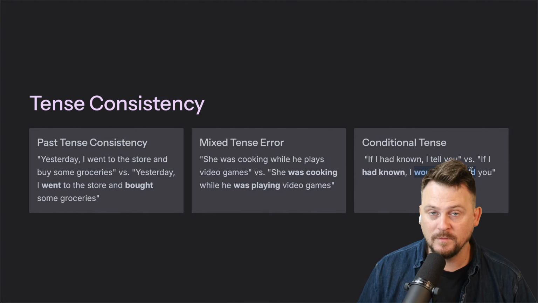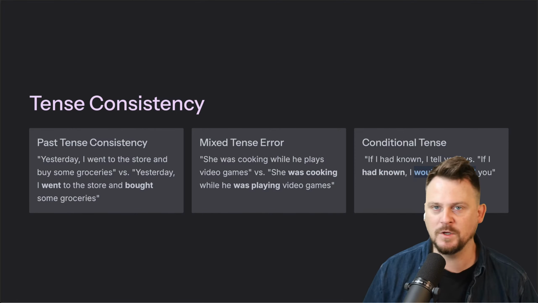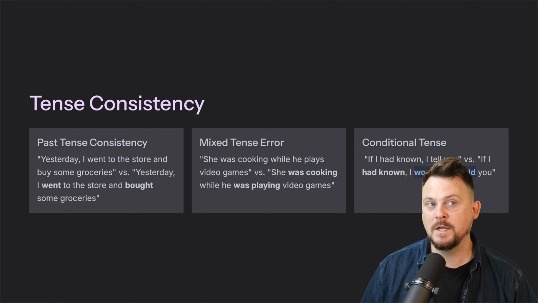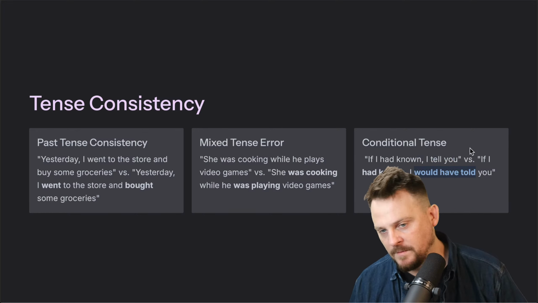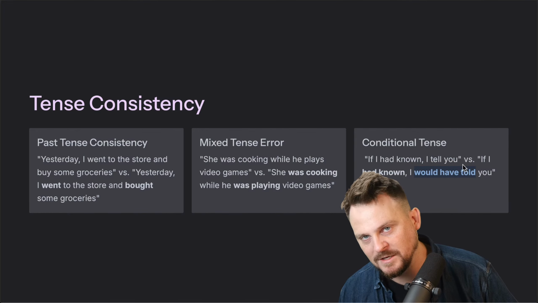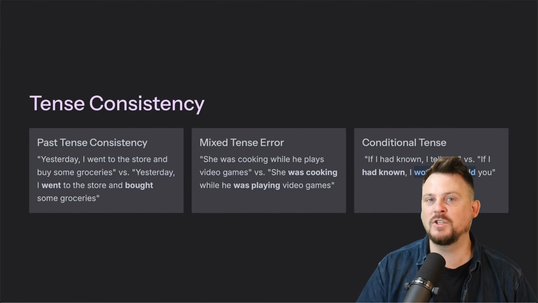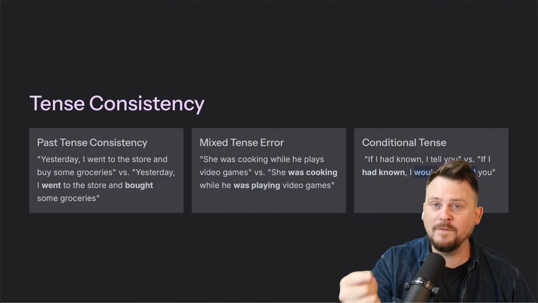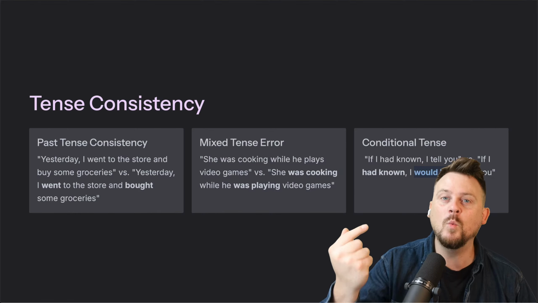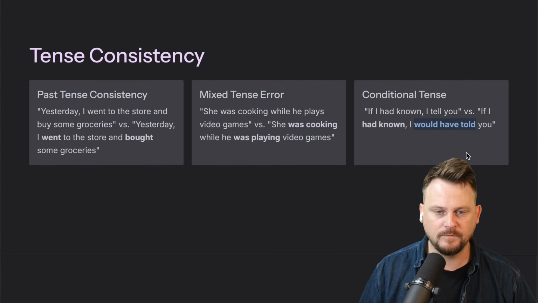I didn't know. If I had known, I would have told you, but I didn't. So in this case, because I didn't know, I would say it like this, okay? I didn't know, so I didn't tell you, right? That would be a very simple thing to say because that's just true. But now I'm giving a hypothetical. If this were true, I would have done this, okay?